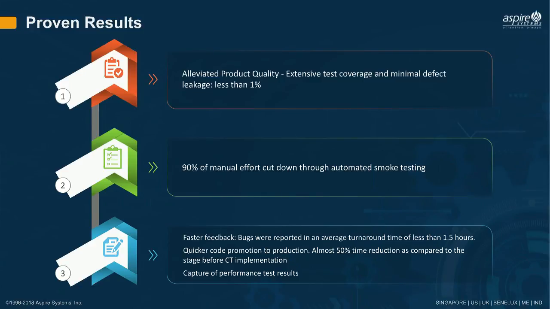This particular product had multiple developers from different geographies working on it, so there were always regression issues coming up time and again. Continuous testing gave a big lever in promoting product quality. The regression issues were minimal, and the defect leakage went down to less than 1%. And 90% of manual effort was removed: whenever somebody checked code into the core product features, automated smoke testing was triggered every time, and continuous testing enabled faster feedback to the customers.